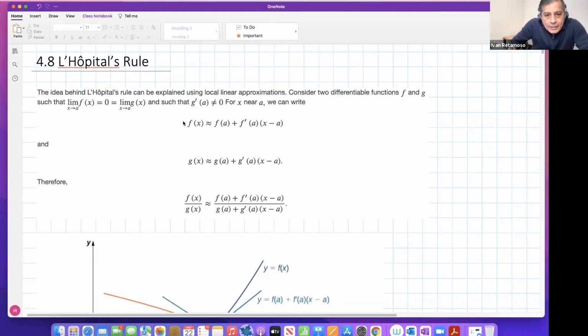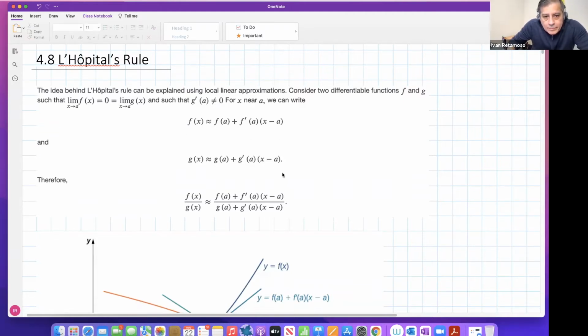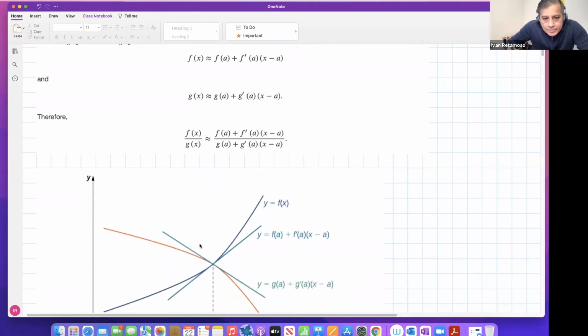So if we apply linearization to each function, notice we can approximate locally the function f in blue by this linear function, right? And the function g in orange by this linear function. Now, if you take the quotient component-wise here, you're going to get that f of x divided by g of x is approximately f of a plus f prime of a times x minus a, divided by g of a plus g prime of a times x minus a, right?